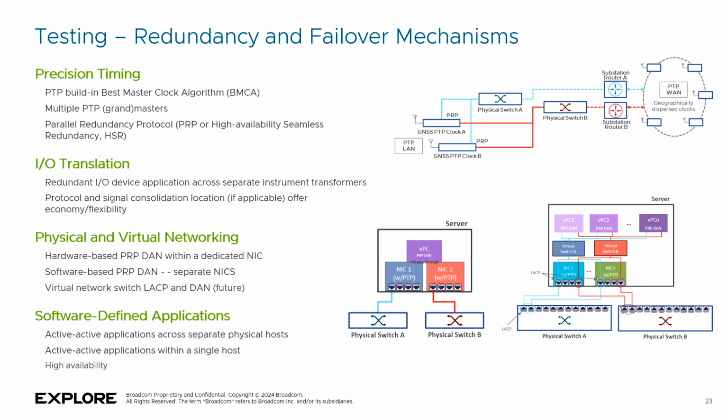So the images here really show redundant NICs leading to a PRP DAN within a PAC application. And then on the right, things that we don't use today but could, like LACP, within the virtual network. And once the switches are real-time and support our protocols, we can even have redundancy up in there as well.